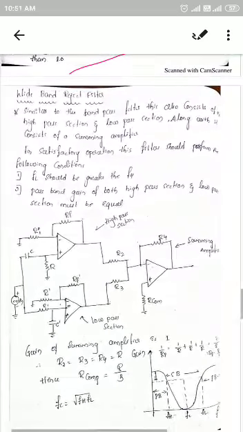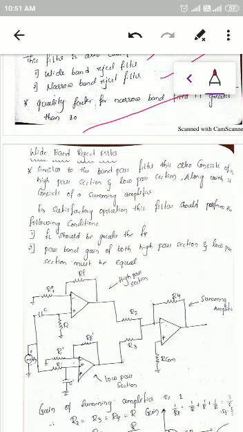Once again, here I will discuss in detail the wide band and narrow band reject filters. First is the wide band reject filter. Similar to the band pass filter, it also consists of high pass and low pass sections.